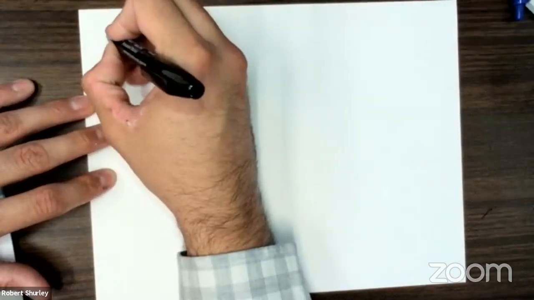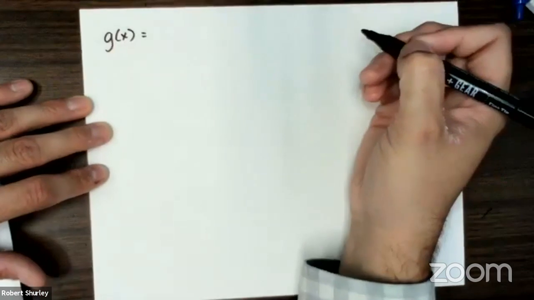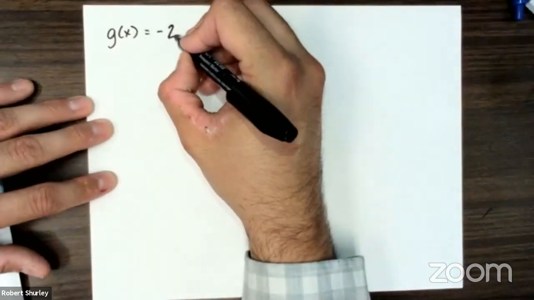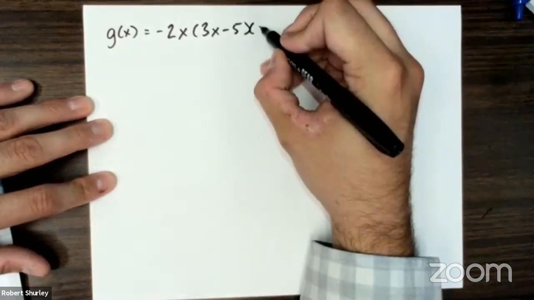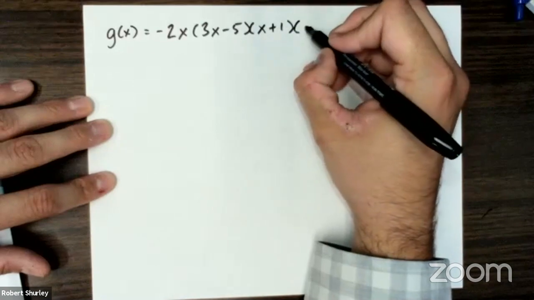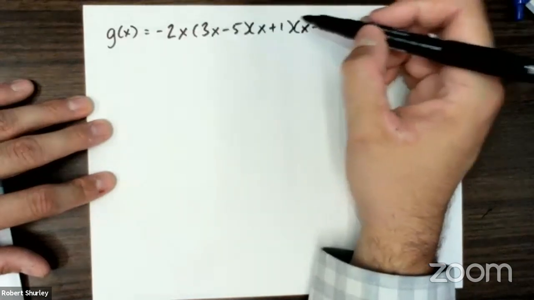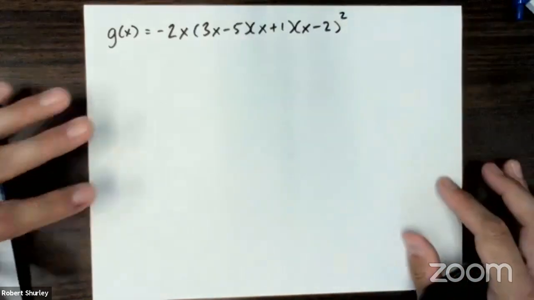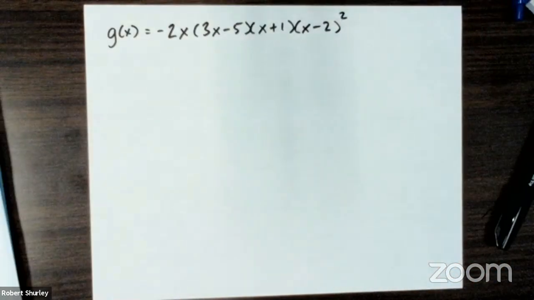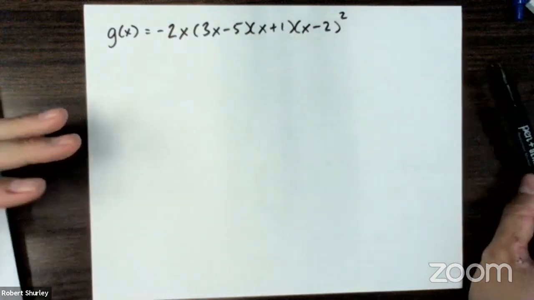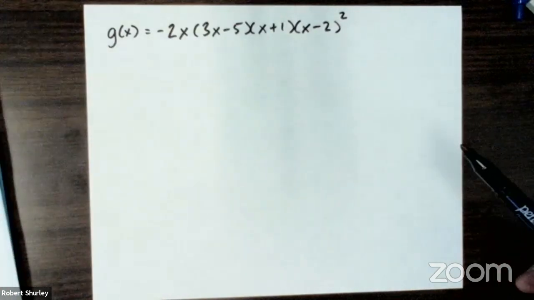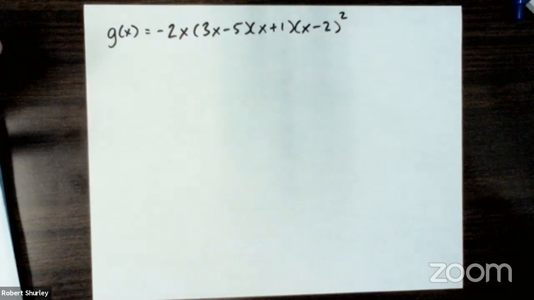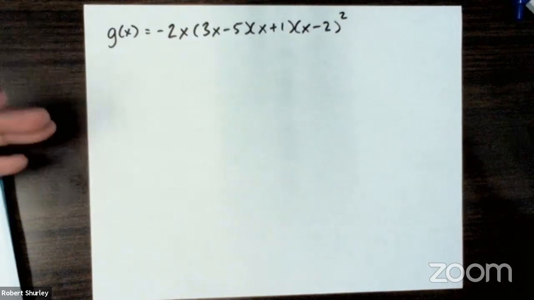Let's say we had g of x, and we've got negative 2x times 3x minus 5, x plus 1, and x minus 2 squared, okay? So you've got this polynomial. It's in factored form. I can tell you the degree, right? Really all we need to know is the degree and the leading coefficient. You kind of see the intuition here, or intuitively kind of see it, that's fine.